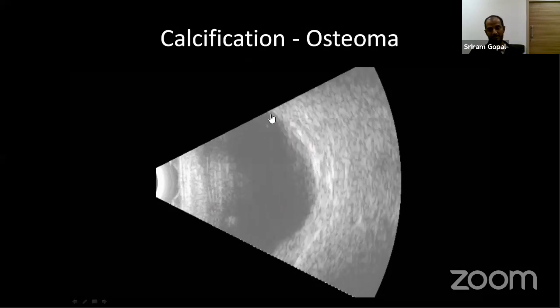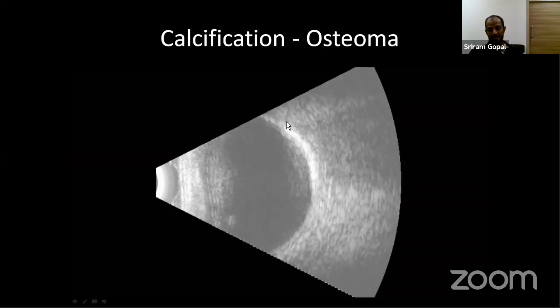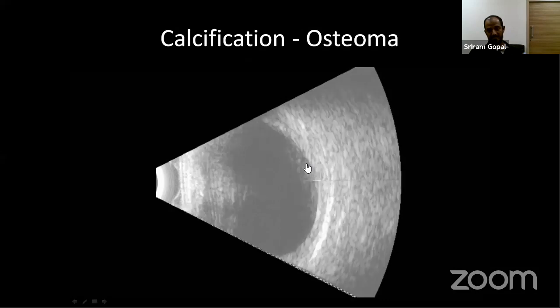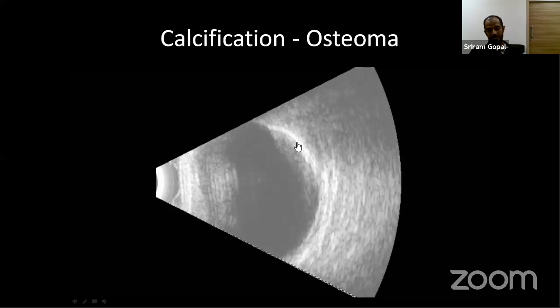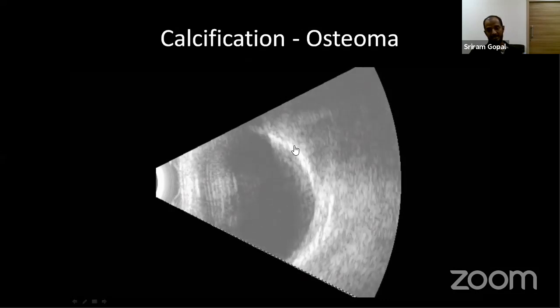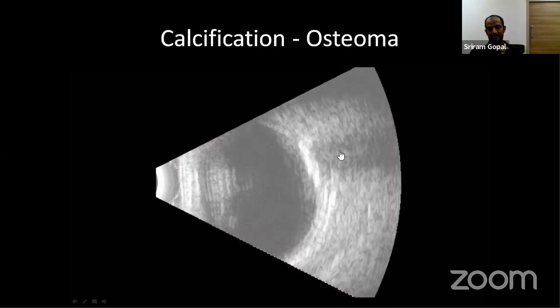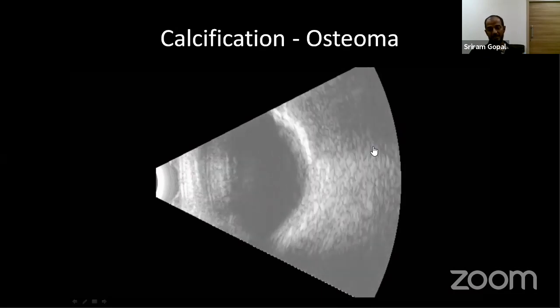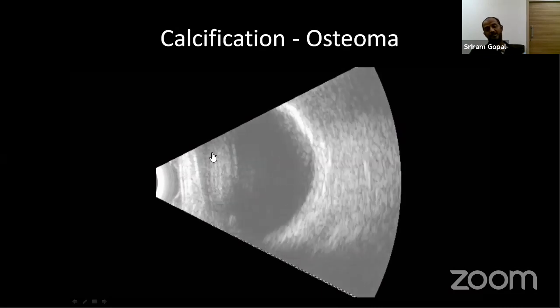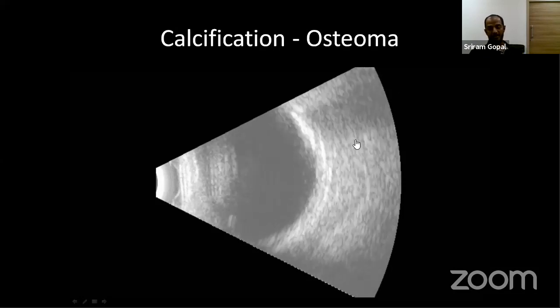Another congenital malformation, a choroidal osteoma. It's a plaque-shaped calcification of the choroidal layers. If you notice, the anatomy is more or less normal, except in this area it's very high reflective, with very intense shadowing behind the lesion, meaning there is calcium here which is reflecting most of the sound and not letting it penetrate any further.